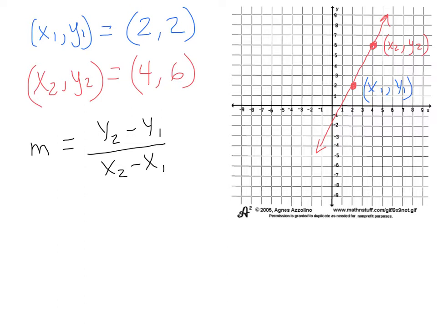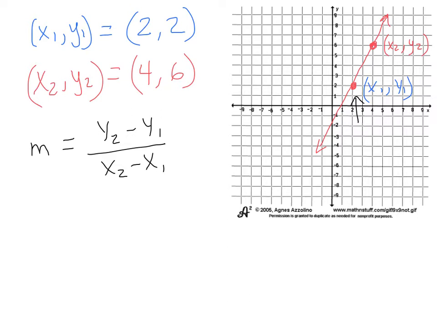Okay, let's actually find the slope of this line. Since we have 2 points that are on the line, we can find the slope of the line, or describe how it's changing from one point to the next on the line. So if you look at this line, the point x1, y1, this point right here, is actually the point 2, 2. If you look at x2, y2, or the second point labeled on the line, it's actually the point 4, 6.